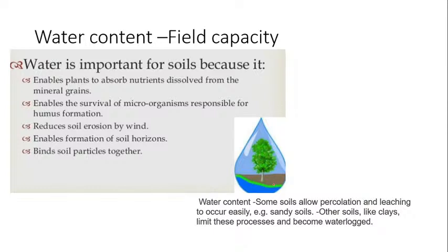Soil ഒരു പ്രധാനപ്പെട്ട ഭാഗമാണ് water. Water content is very important, and the water holding capacity, the amount of water that a soil can hold is called field capacity. This is the short answer, 1 mark or 2 mark question: the amount of water that the soil can retain after the gravitational water has been drained away.